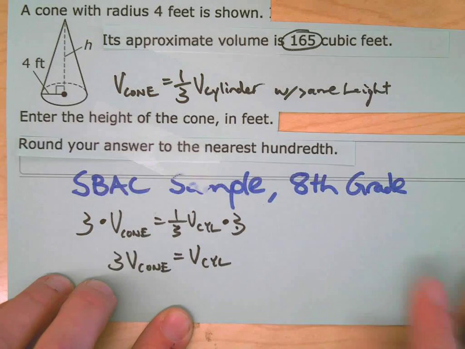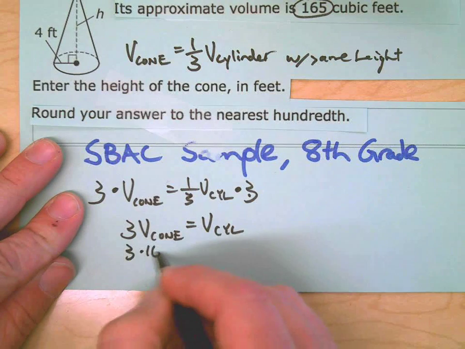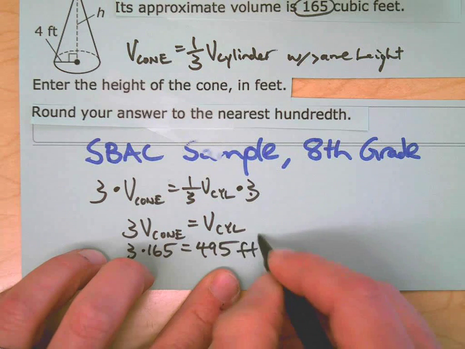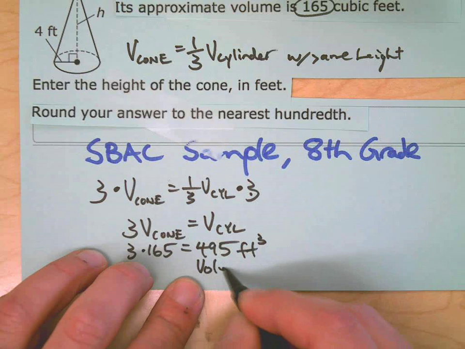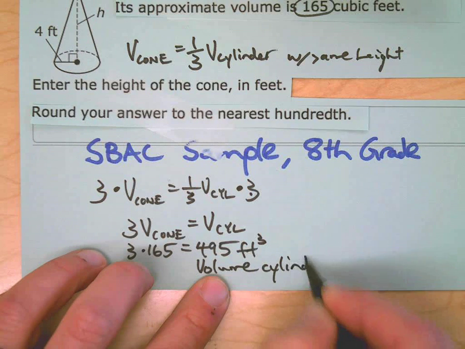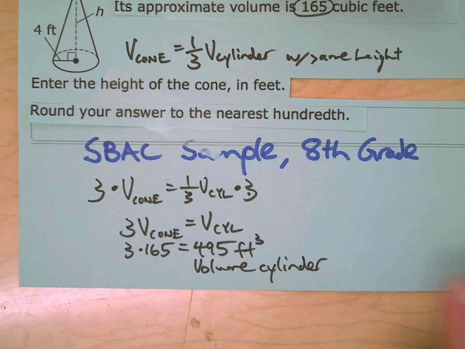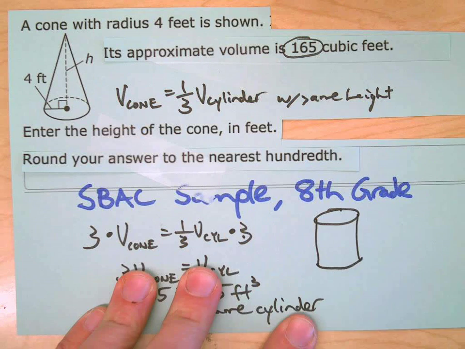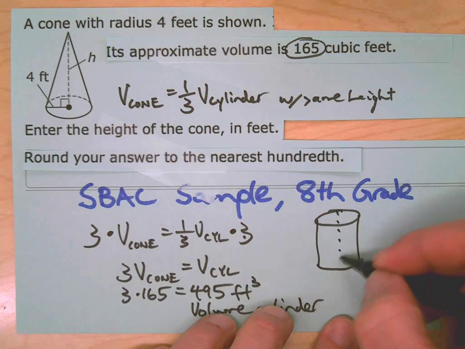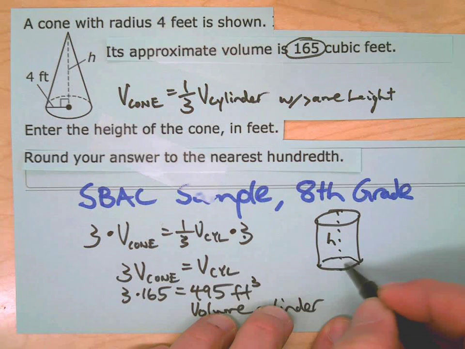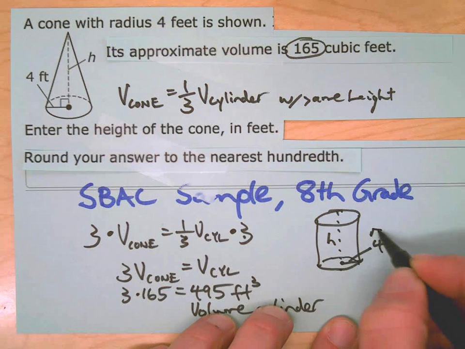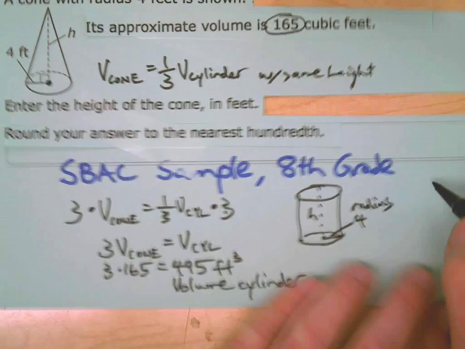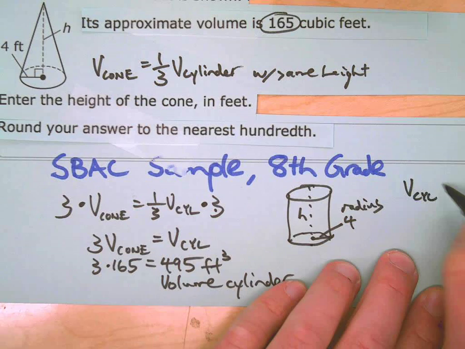Since we were given the volume of the cone, that means 495 cubic feet is the volume of a cylinder with the same height. Okay? The key is the same height. So now we could draw a little picture here like that. And what we would have is same height, same radius.